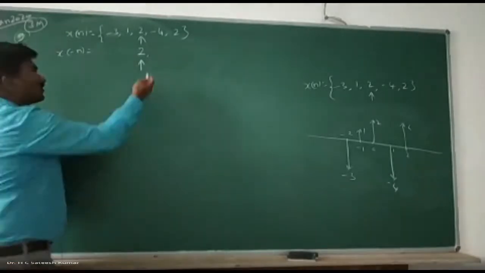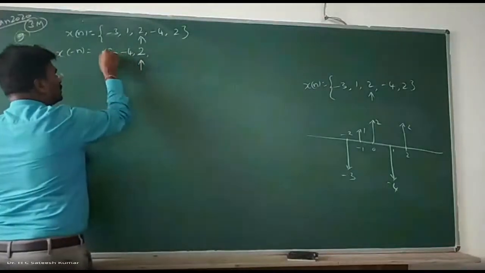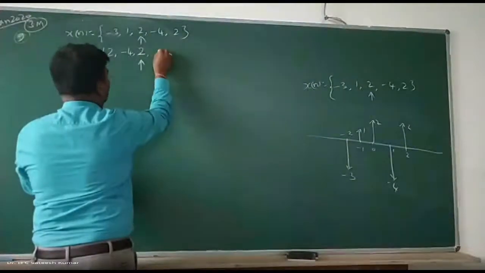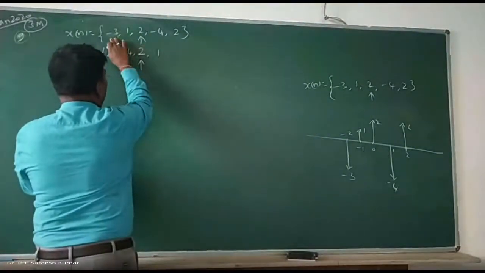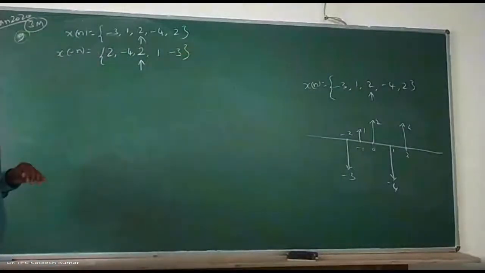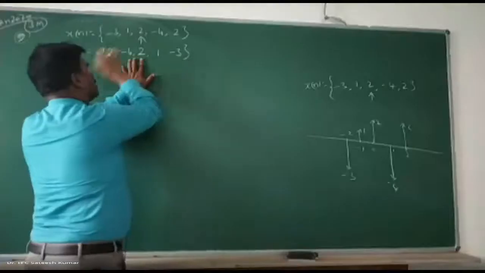Therefore, what should you get? This will go to -4, and this will go to 2. And next, this will go to this side: 1, and this will go to -3. So this is your x of -n. Folding is nothing but keeping the origin and folding the elements to the other side.